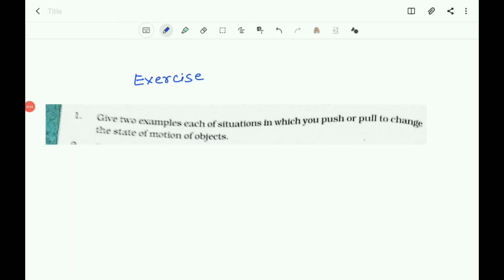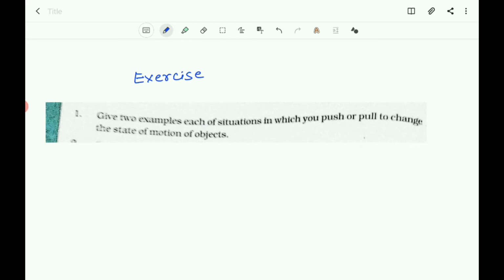Children, it is a solution of the exercise of the chapter Force and Pressure. Now let us discuss the questions one by one. First one is, give two examples each of situations in which you push or pull to change the state of motion of an object. Here we have to give two examples for push and two examples for pull. So first let us save here.